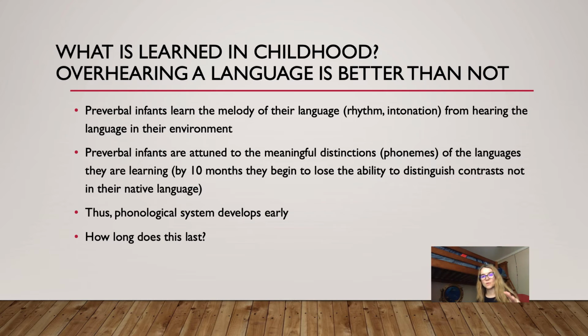Initially, if you remember from when we first looked at language acquisition, children are able to distinguish sounds across languages, but then as they get older, so towards 10 months, they start to ignore non-native contrasts and pay attention to just the native language contrasts. So the phonological system develops early.